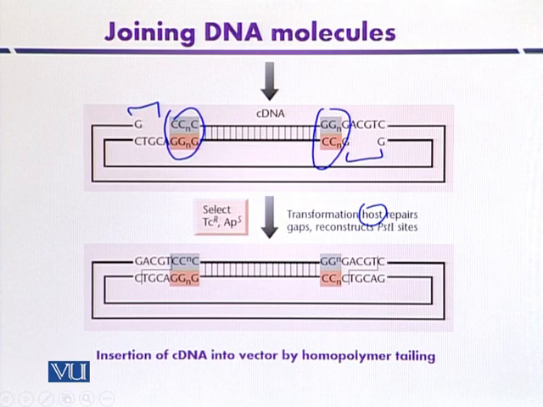So after transformation, the host is grown on a medium that is supplemented with tetracycline or ampicillin. So only those transformants or recombinants that have the genes for tetracycline or ampicillin resistance will be able to grow on this medium. Another advantage is that because these transformants now carry recombinant DNA, they contain the site for PstI. So the target cDNA can again be excised from the artificial recombinant DNA molecule.